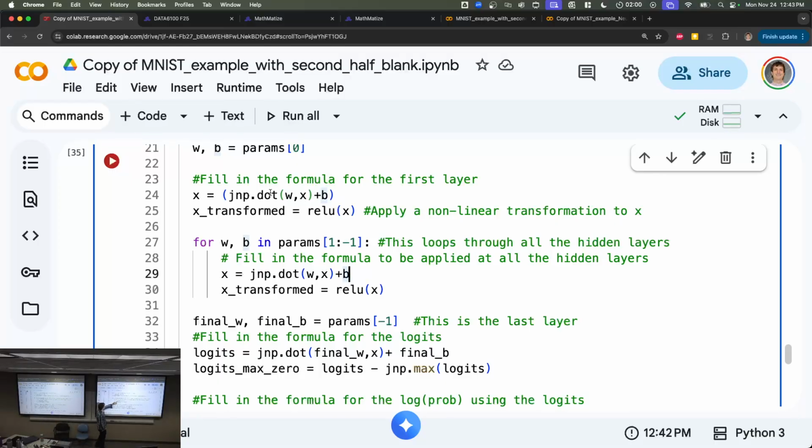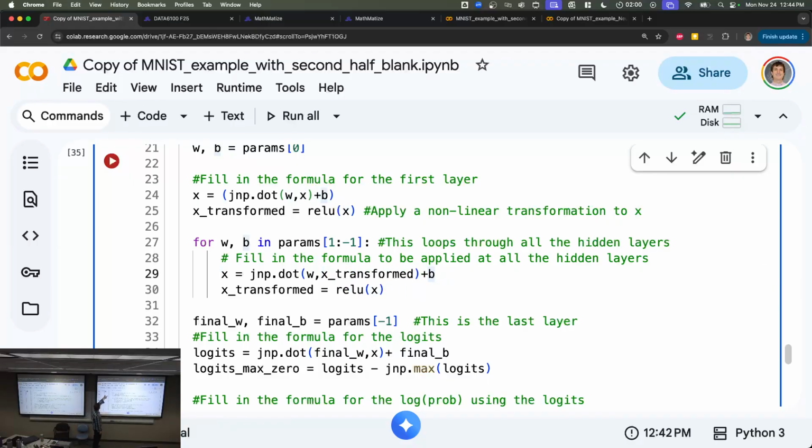So here it says jmp.wx plus b. Which line is it going to take from? X equals this thing. X transformed equals the ReLU applied to x. You need to use your transform. Exactly. I made the transform variable and then I never used it. Okay, very good. So you got to use x transformed.